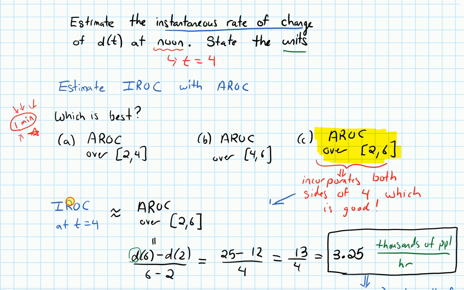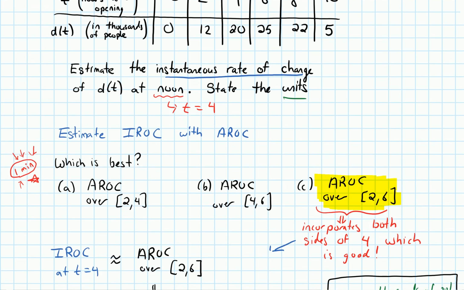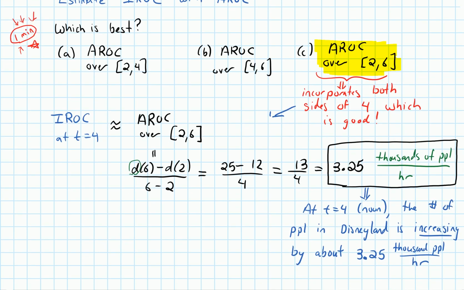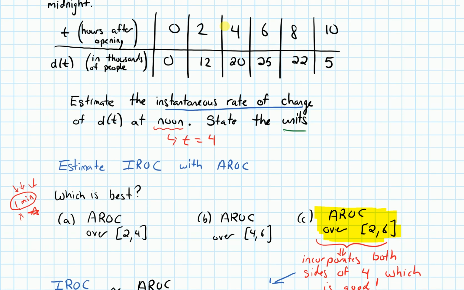Alrighty. But looking at our table, that does seem to make sort of intuitive sense that I should get a positive value, because looking at what happens from 4 to 6, we see that the number of people in the park did increase. It went from 20 to 25, so it did increase. So it does make sense that we should expect a positive value like this. Another reason why we should expect a positive value is it also increased on the interval from 2 to 4. The number of people increased from 12,000 to 20,000.